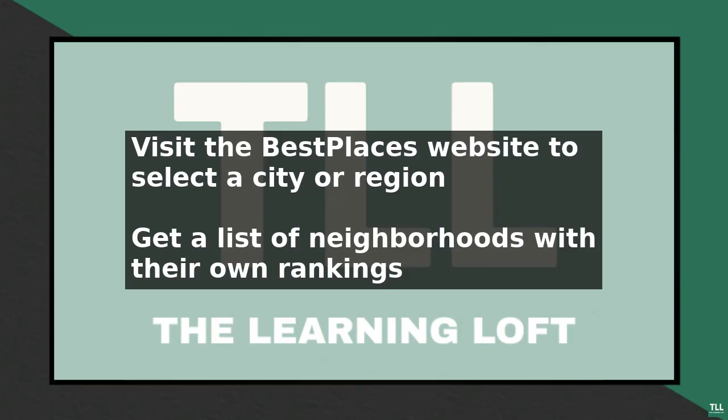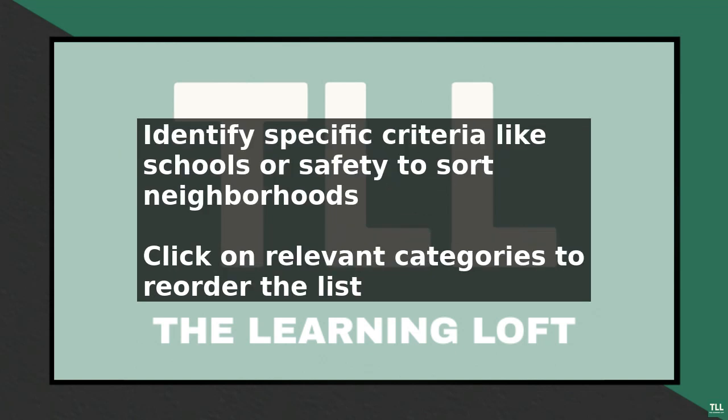You can also use the filters to narrow down the list based on other factors, such as home prices or population density. This will help you to quickly identify the neighborhoods that best fit your needs. Another key concept to consider is the overall ranking, which takes into account all of the criteria. This can give you a general sense of which neighborhoods are the most desirable.